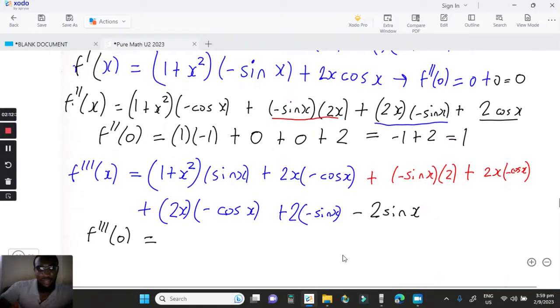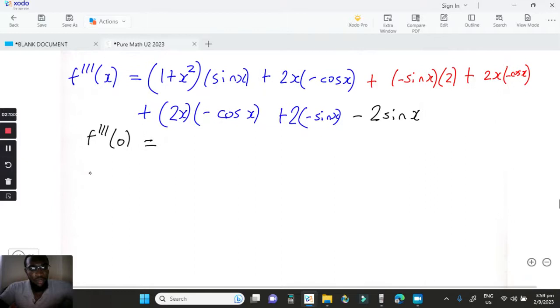We'll plug in the zeros now. Sine of 0 is 0, so that's irrelevant. 2 times 0 is 0, irrelevant. This is 0, so that's irrelevant. This is 0, which is irrelevant. This is also 0, which is irrelevant. Alright, so what I'm going to do now, we're going to have to differentiate one more time.